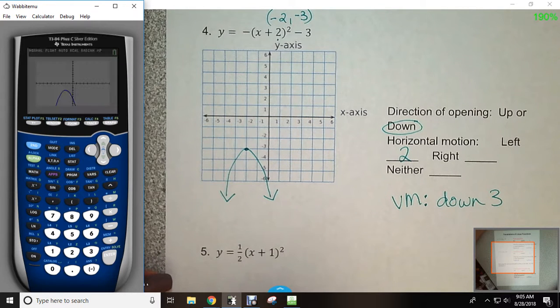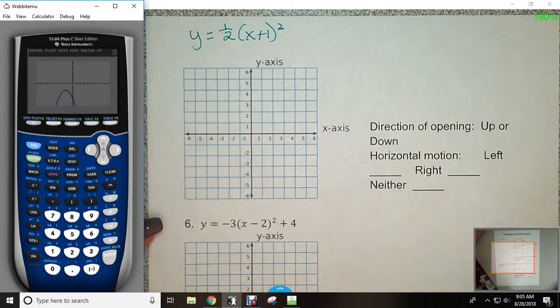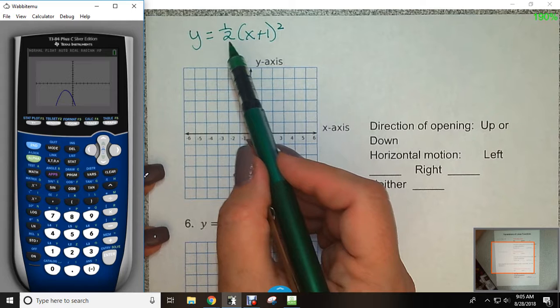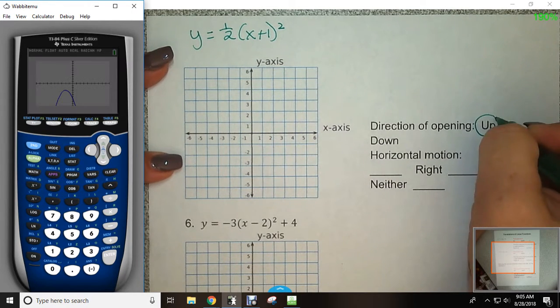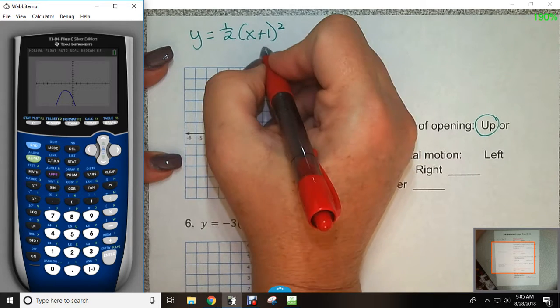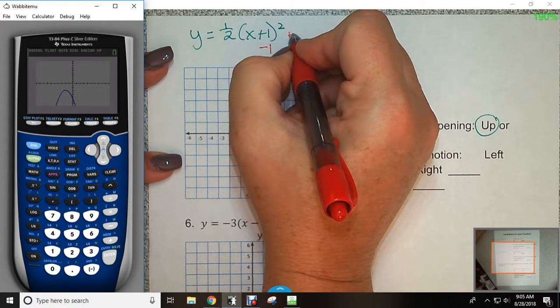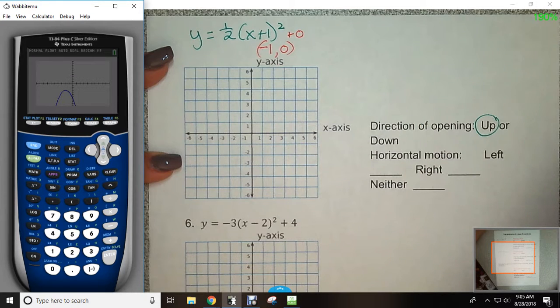All right, for the next one. Here we go. I had to recopy it over here. So when I've got a 1/2, that is a positive 1/2 out in front. So my direction of opening is going to be up. Then, if you take a look at what's inside, do the opposite. And after that, it's like a +0. So that is going to be your vertex point.